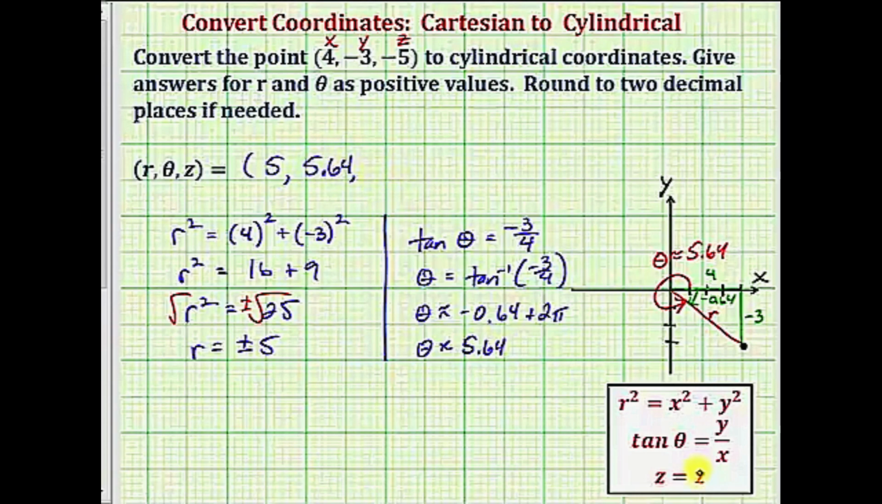The third coordinate is the z-coordinate, which is the same as the z-coordinate of the Cartesian point. So z is equal to negative 5. So here's one possible way to express the given point using cylindrical coordinates.